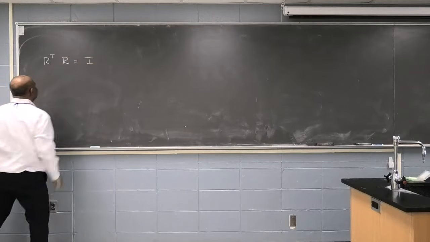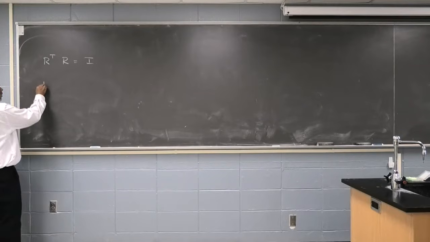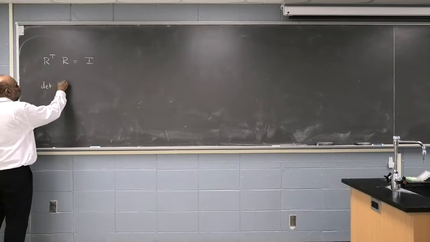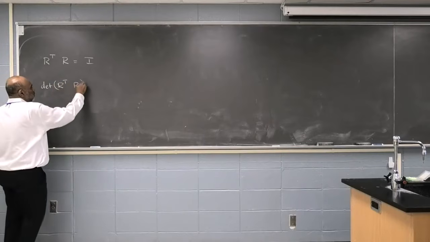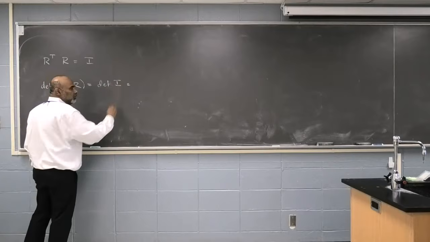Good. So you can see R must satisfy one property in terms of its determinant. So, determinant of R transpose times R, well, it better be the determinant of identity. What is the determinant of identity?